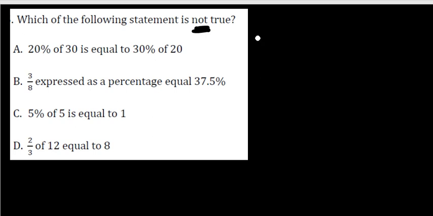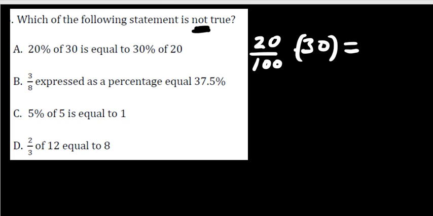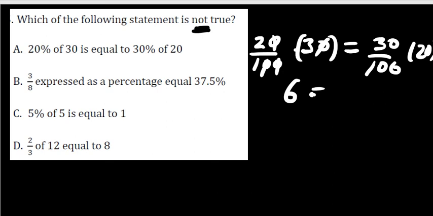20% of 30 means, it is 20 over 100 times 30. Is it equal to 30% of 20? Let's check. 30% of 20 means 30 over 100 times 20. Unfortunately, I think it's equal, because the 20 will cancel the denominator 0, and 6 left is equal to here also. The 20 cancel, and 2 times 3 will be 6. Correct.